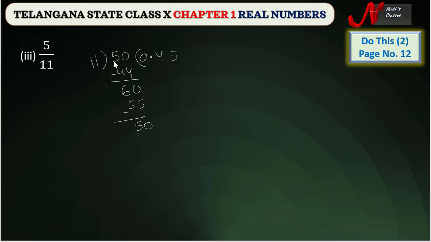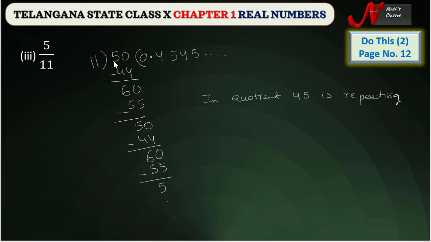Now we divide 50. 11 4s are 44. By subtracting we get the remainder 6. 6 is less than the divisor 11, so we keep the 0 after 6. It will become 60. Now we divide the 60. 11 5s are 55. By subtracting we get the remainder 5. This is repeating. So here the repeating decimal is 45. In this question, 45 is the repeating block.